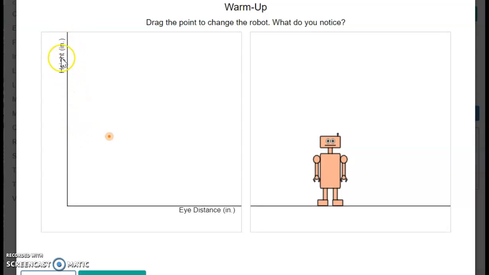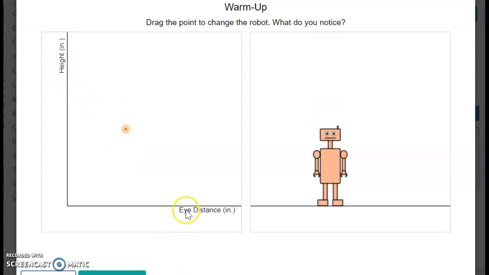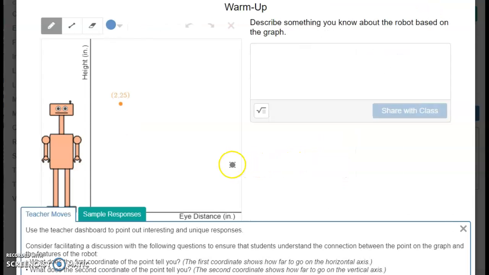And the y-axis is the height. If I move it up and down, it changes the height of the robot. So the x-axis and the y-axis tell us a lot of things about this robot. Let's go on to this one.